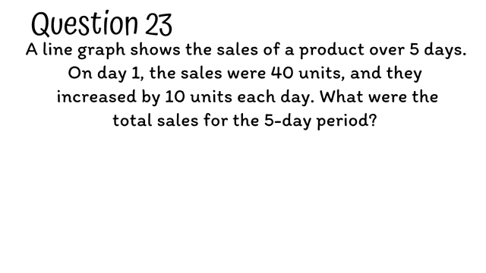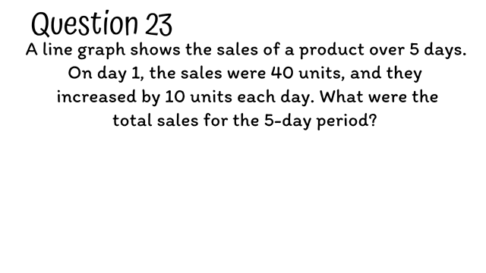Question 23. A line graph shows the sales of a product over 5 days. On day 1, the sales were 40 units, and they increased by 10 units each day. What were the total sales for the 5-day period? To know the sales made for all the 5 days, first, we have to know the sales units for each of the days. And after that, we add all the sales units.